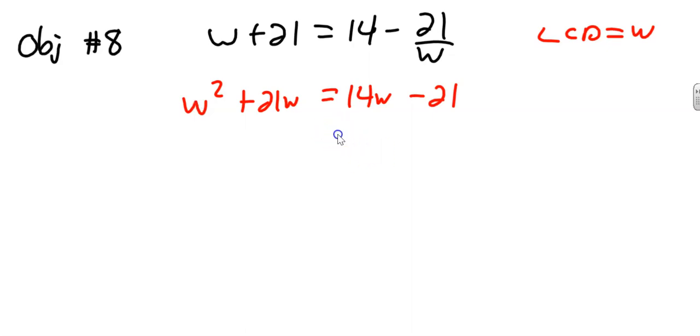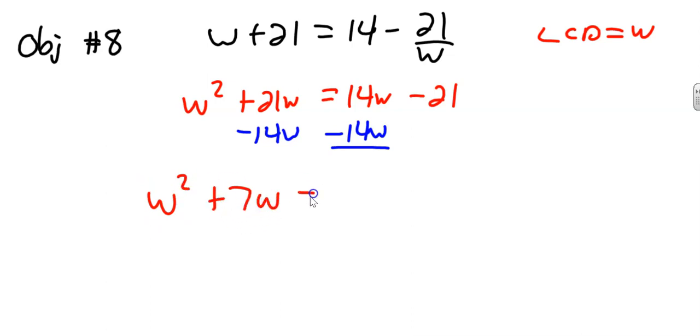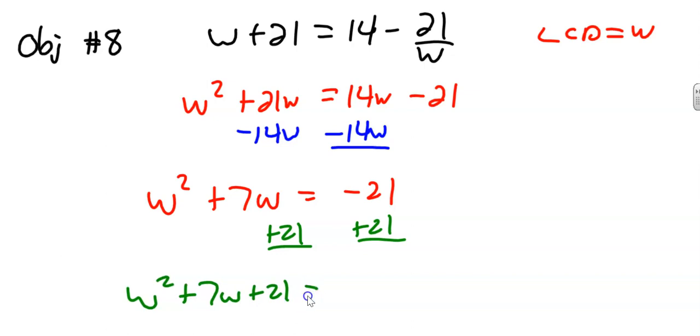So what we're going to have to do is move all this stuff over to one side. So we'll have w squared plus 7w equals negative 21. And then we're going to add that 21 over to the right-hand side. Okay, I wrote one of these numbers down wrong. Change that to 24. And that's what it was. That's supposed to be a 24.